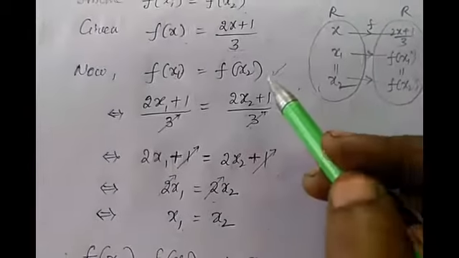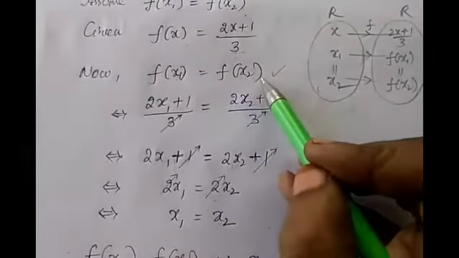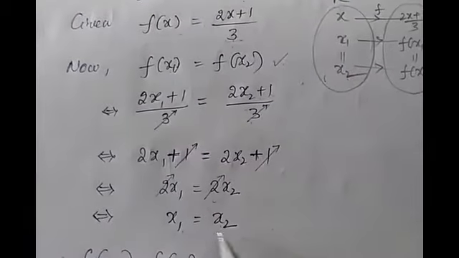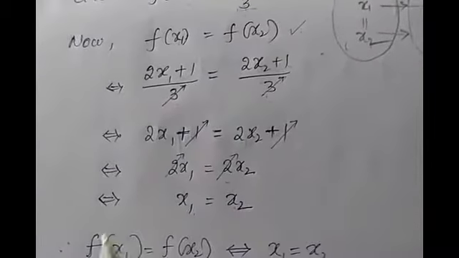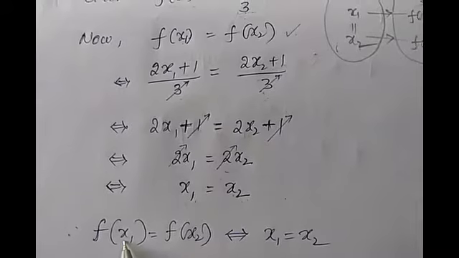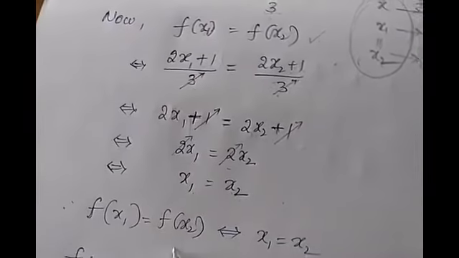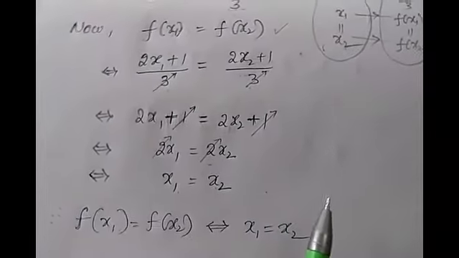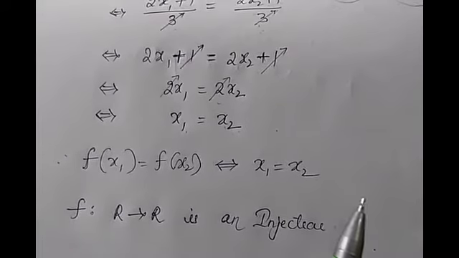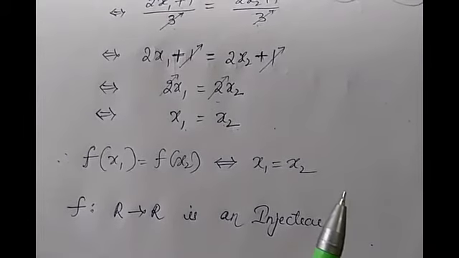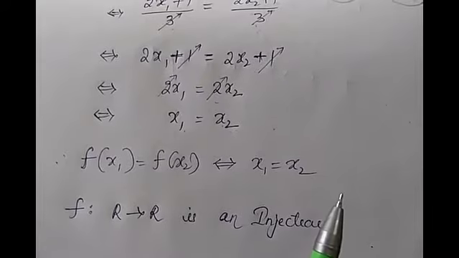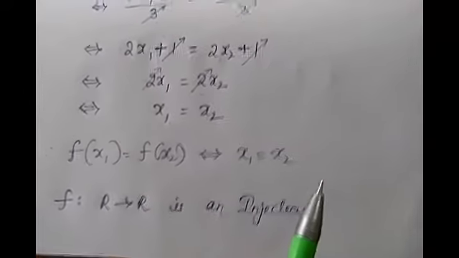You have taken f of x1 is equal to f of x2. You got x1 is equal to x2. That means if the images of two elements in the domain are equal, then those two elements are also equal. And by the definition of a 1-1 function, what can you say? The function f from R to R is an injection.